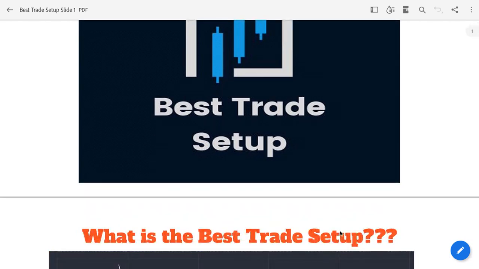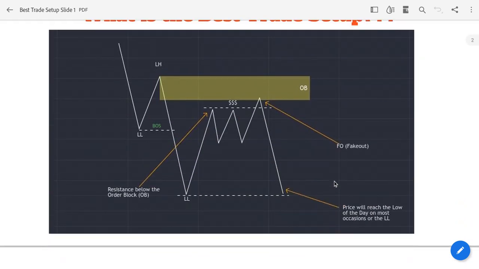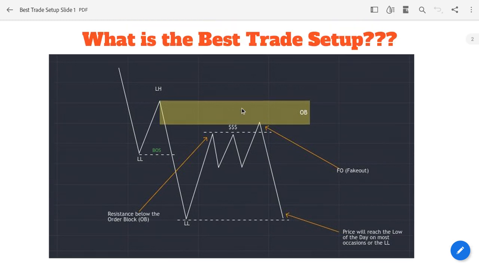Now, what is a best trade setup? This right here means order block, and this is where the money is. It's liquidity. If you're familiar with these terms, good for you. If you're not, then I suggest you go check out other YouTube content creators that go in depth and explain these terms for you, because I will not be doing that in this video. Maybe I will in subsequent videos, but in this one, I will not.